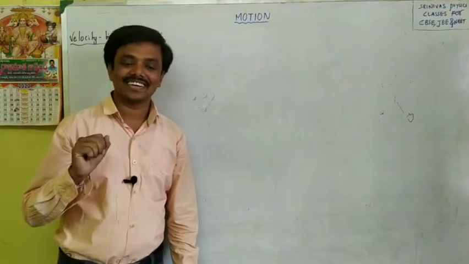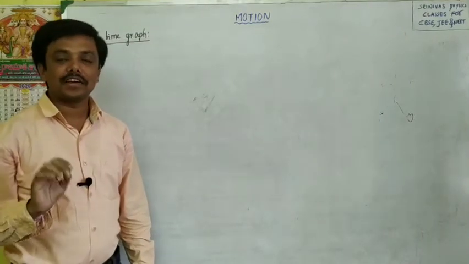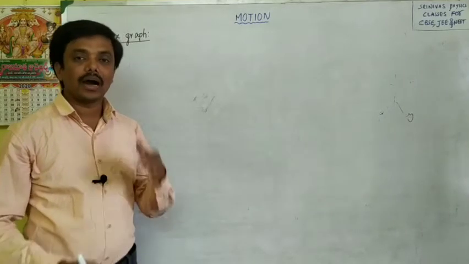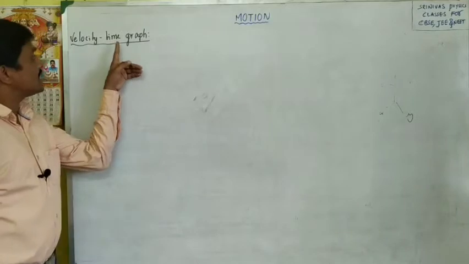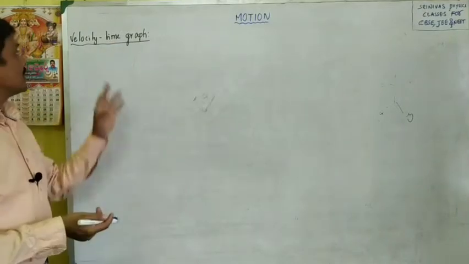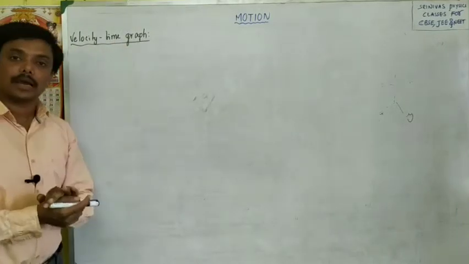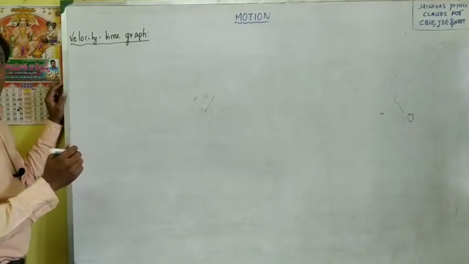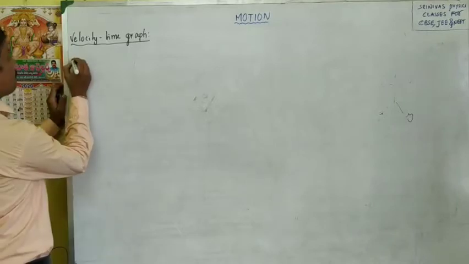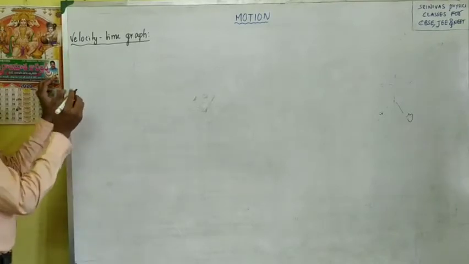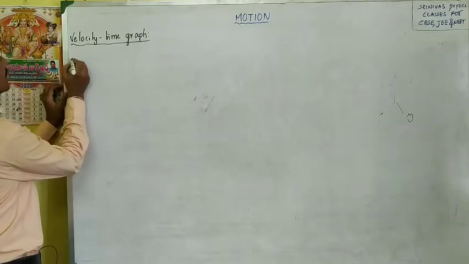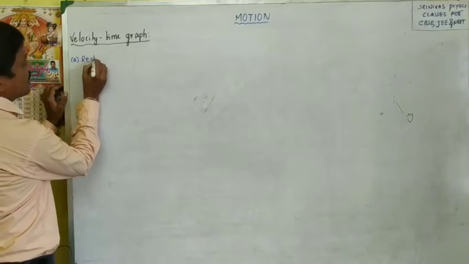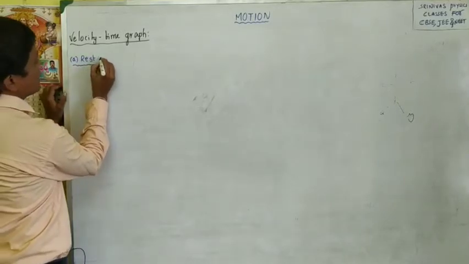Hi to all. In the last class, we discussed position time graphs. Now I am going to explain velocity time graphs. Our topic is velocity time graph. First, I am going to draw the velocity time graph for a body which is at rest.